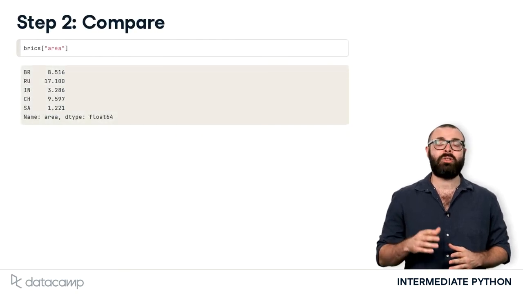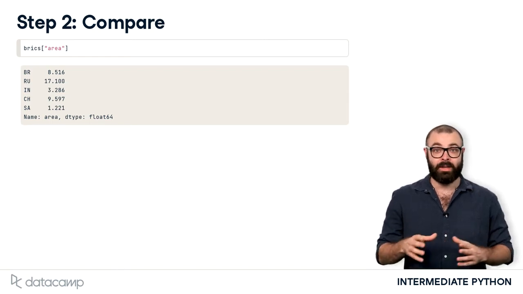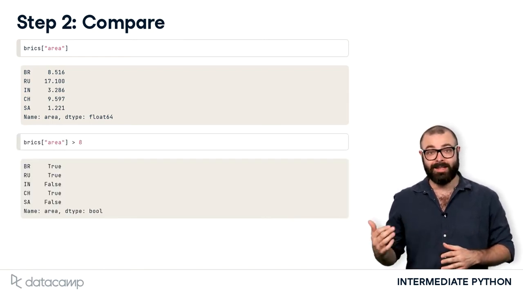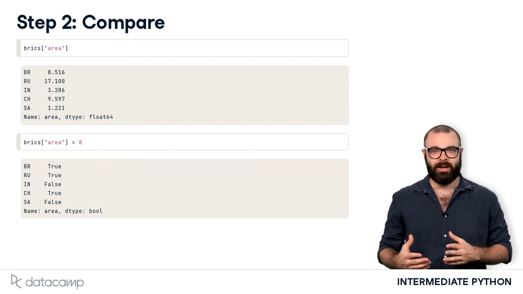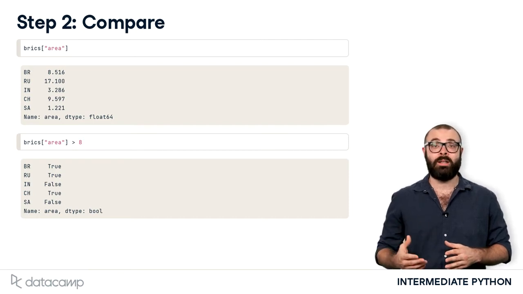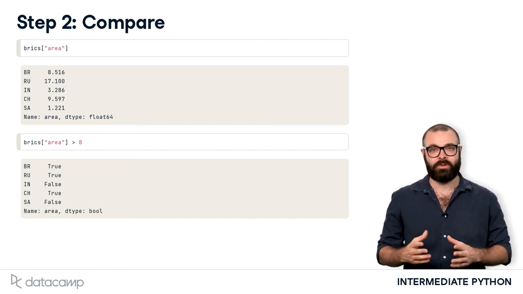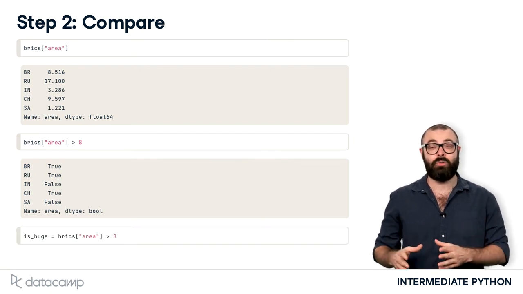Next, we actually perform the comparison. To see which rows have an area greater than 8, we simply append greater than 8 to the code from before, like this. Now we get a series containing Booleans. If you compare it to the actual area values, you can see that the areas with a value over 8 correspond to true, and the ones with a value under 8 correspond to false now. Let me store this Boolean series as isHuge.